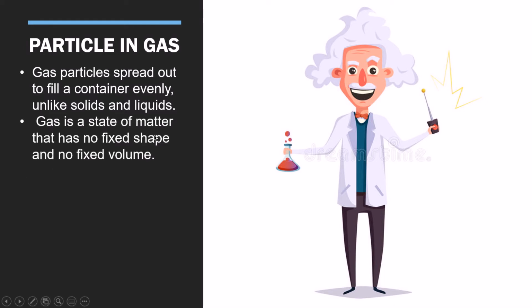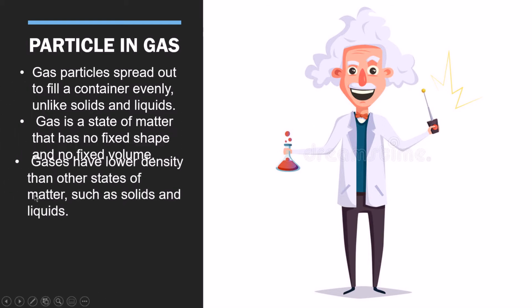Gas is a state of matter that has no fixed shape and no fixed volume. So it's a matter. As we know, there are three states of matter. So gas, liquid, and solid. So gas is also matter, but it has no fixed shape. It's the only matter which has no fixed shape because it's spread evenly. The particles are not joined together.